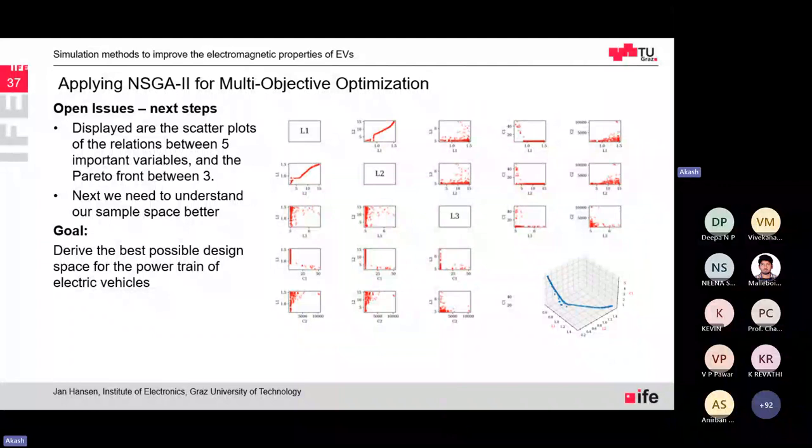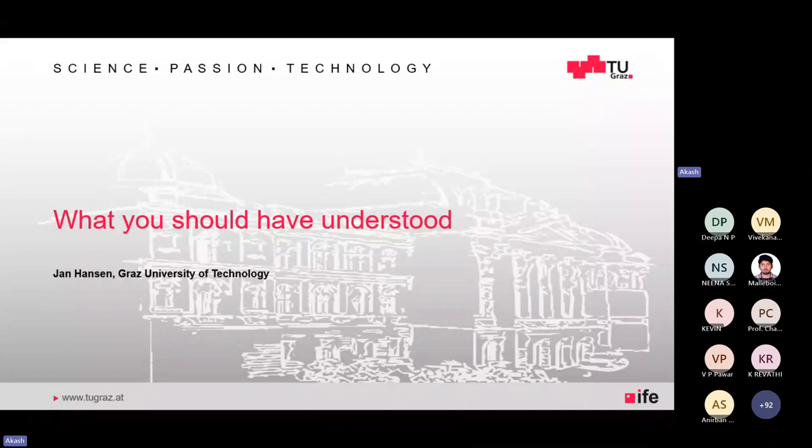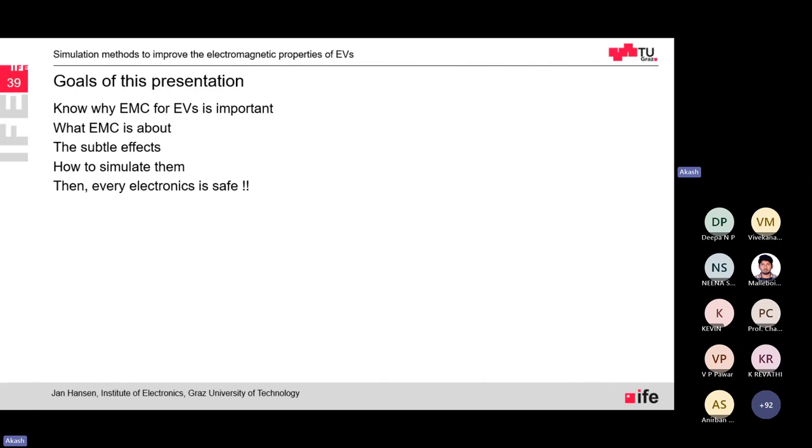Okay, and this is pretty much it. So I have a very rough list I assembled of what you should have taken out of this lecture. I hope now you know why this EMC is important for electric vehicles, because if not, bad things could happen. I hope you've understood what EMC is about. So there are these spectrums, there are these emissions, there are these fast changes in voltages.